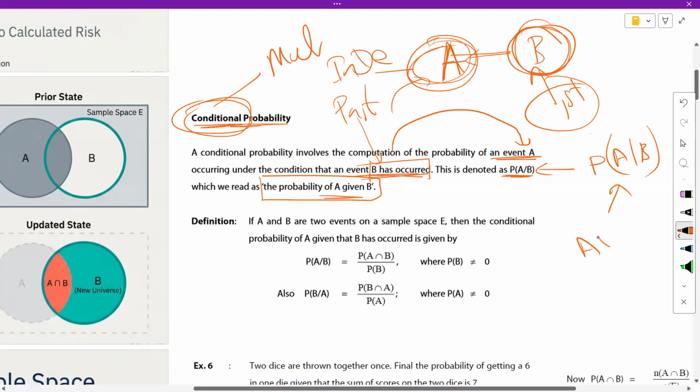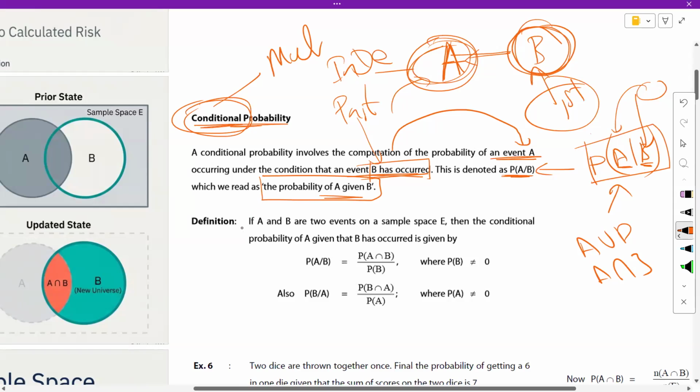Like A union B, A intersection B, this is another thing, that is condition: probability of A given B. So we have to take the sample space of B. From that, we have to find the common area with A.